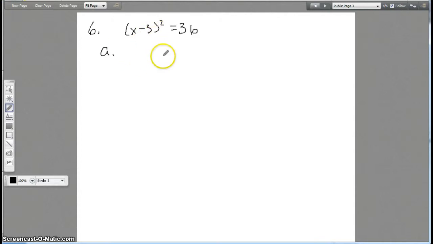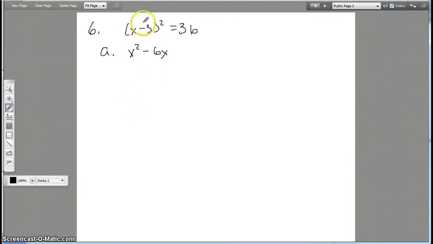So in order to put this into standard form, the first thing we have to do is multiply out this square. Remember, anytime you're squaring a binomial, you write the square of the first term, and then you write the double of the product of the first and second terms. So 2 times x times negative 3 is negative 6x.